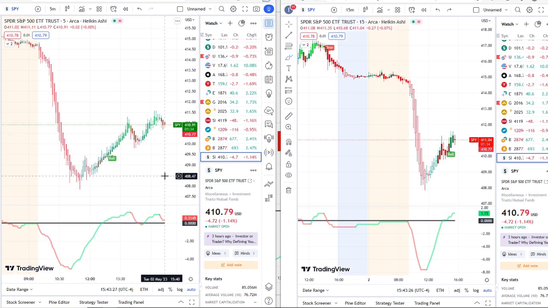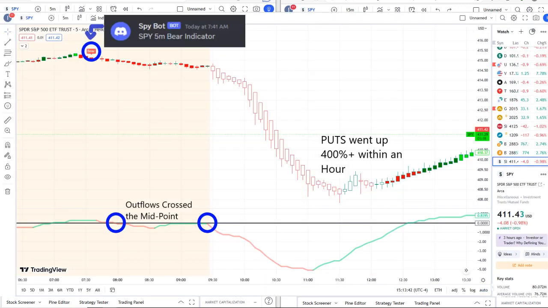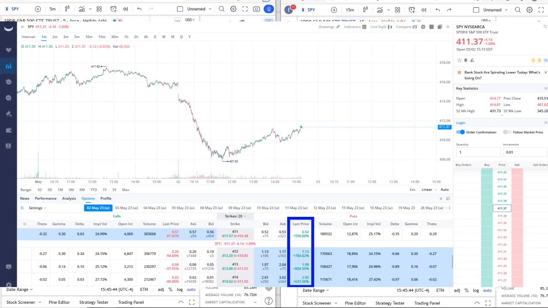And in today's volatility, our SPY bot, as you see popping up there on the screen, sent out a bear indicator at 7:45 a.m. And from that moment forward, outflows crossed the midpoint to the downside. Pure weakness there on 42 Vision into the bell and after the bell. And put options went up 400% plus within an hour, guys. And as you see, they're popping up within the options chain. Some options even went higher than that.